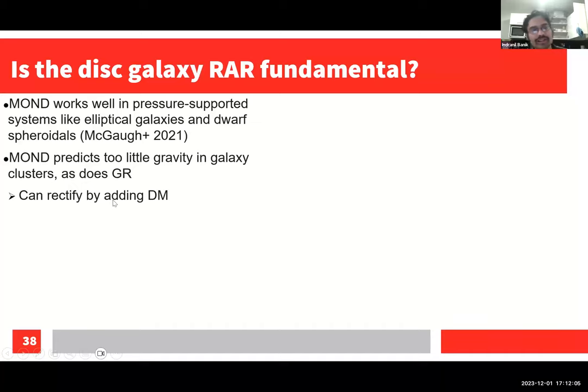In both cases, you can rectify the gravity theory, or you can pretend the gravity theory is okay, or you can save it by adding dark matter. That applies to MOND, but also to GR. In fact, even more dark matter is required in GR. So I'm certainly not going to say that because MOND doesn't predict enough gravity in galaxy clusters, it's incorrect, because by that argument, general relativity would be even more incorrect.